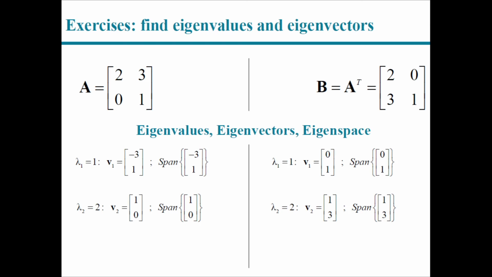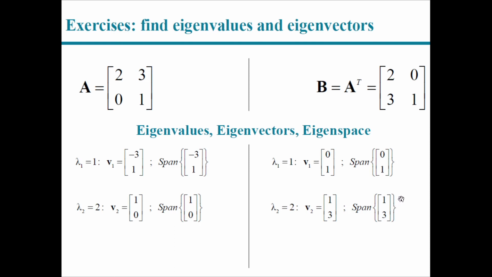Well, you get at least the answer. You need to do the process. What I want to show here is you have matrix A and its transpose. And we know already that the eigenvalues will be the same because the characteristic polynomial is the same for A and A transpose. So the eigenvalues will be the same, 1 and 2. But the eigenspaces are different. Here you see the eigenspace is span of negative 3, 1, and here is span of 0, 1. And here is span of 1, 0, and here is span of 1, 3. So it's not exactly the same, huh?